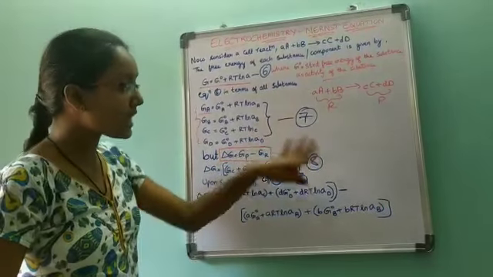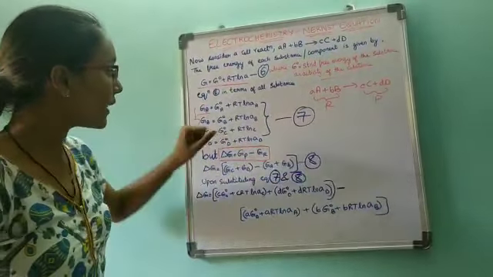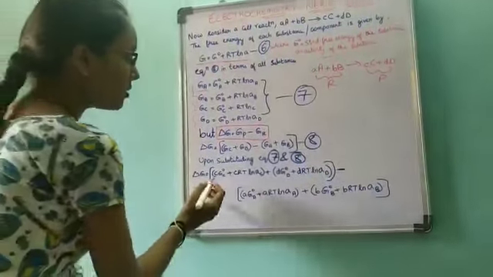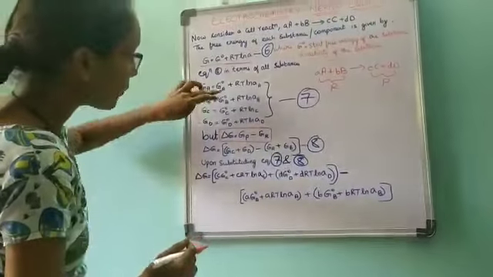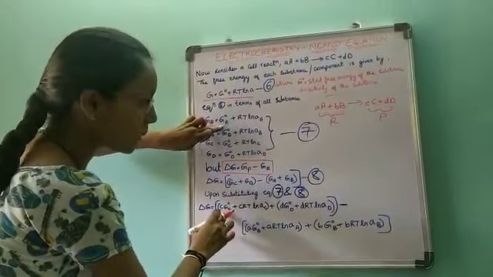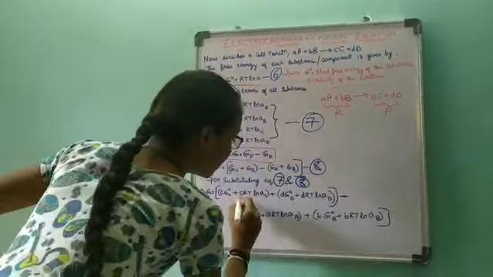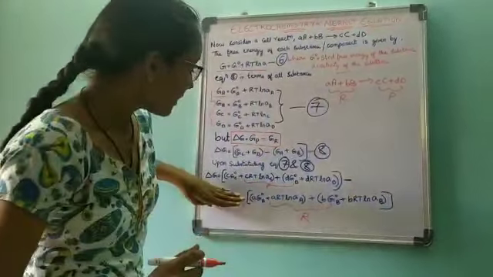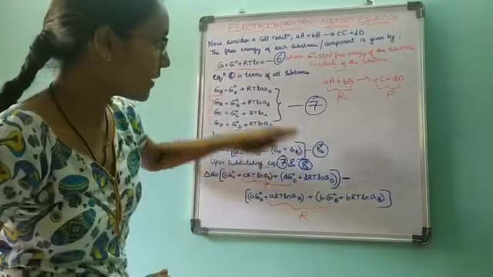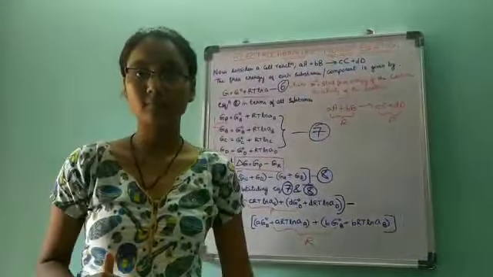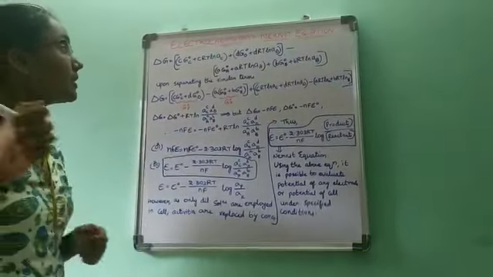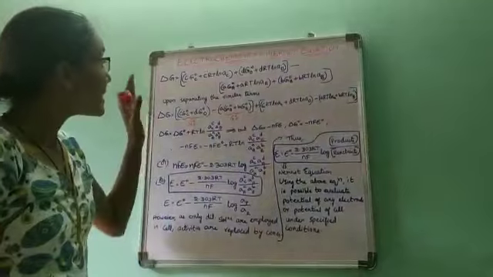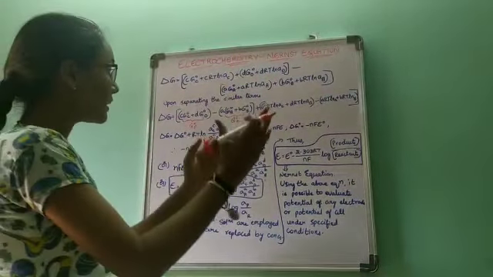Upon substituting equations 7 and 8, the equation can be written as delta G equals c G naught C. These are the products and these are the reactants, substituted under equations 7 and 8. Upon substituting, we get this equation, and similar terms are separated.